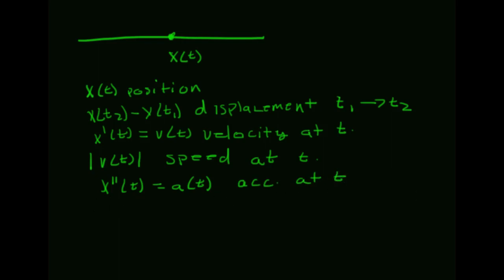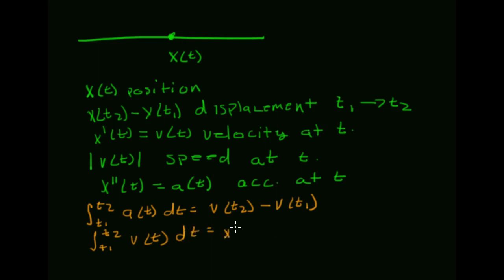Okay, so we're going to add a couple things to this. So this is your new information. If I take the integral from t1 to t2 of the acceleration, then I get back the velocity at t2 minus the velocity at t1. Likewise, if I take the integral from t1 to t2 of the velocity dt, I get the position at t2 minus the position at t1. So these just follow along from what we have above with respect to the fundamental theorem of calculus.